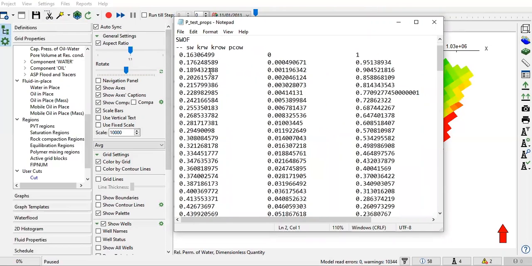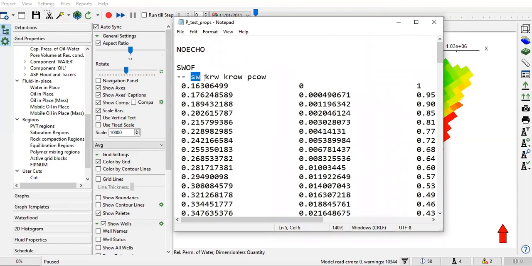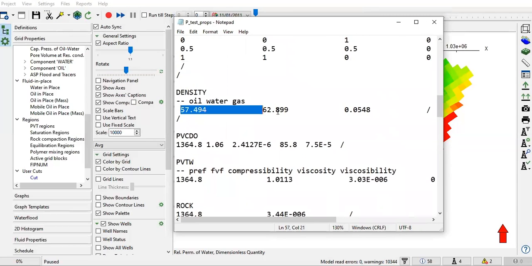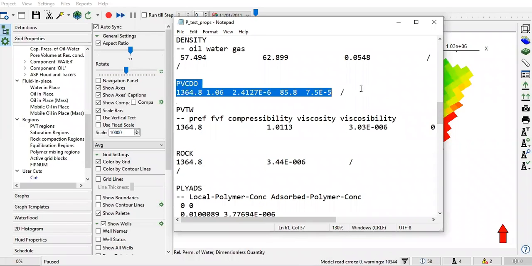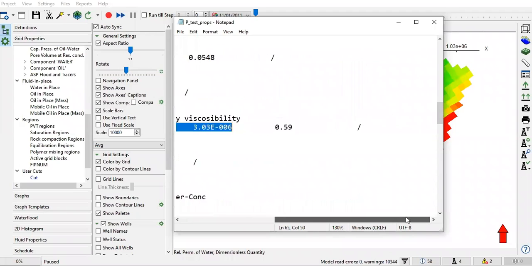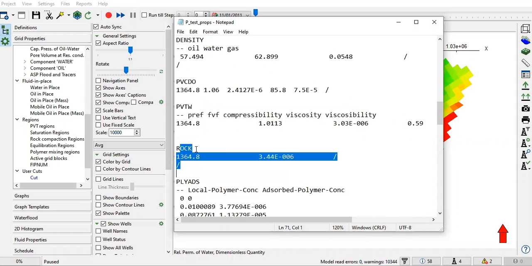And then SWOF, this is actually relative permeability table. This column is water saturation, relative permeability for water, relative permeability for oil, and then capillary pressure. And then density for oil, water, and gas. And then this is for the dead oil with constant compressibility. And then this is the PVT for the water: reference pressure, formation volume factor, compressibility, and then viscosity. And then rock compressibility, the keyword is rock.